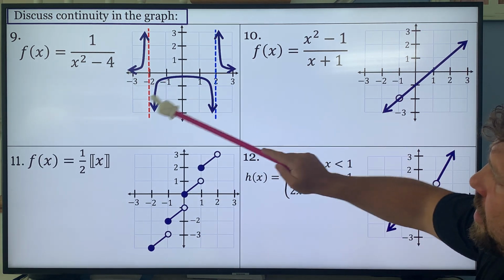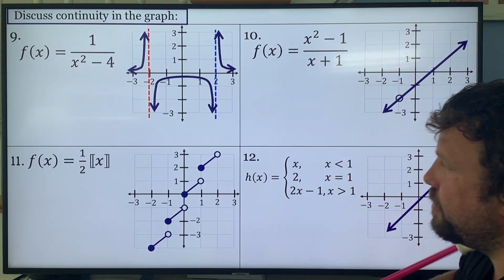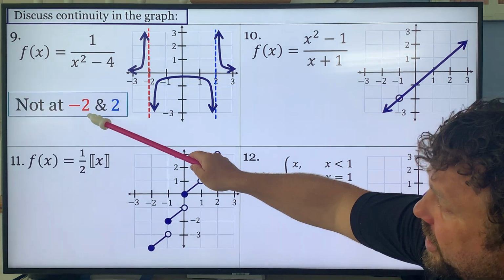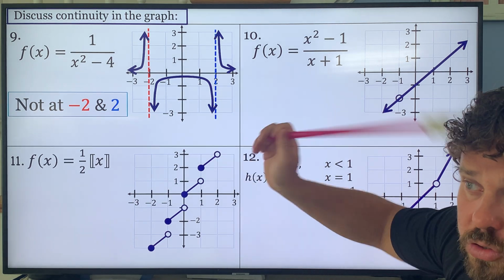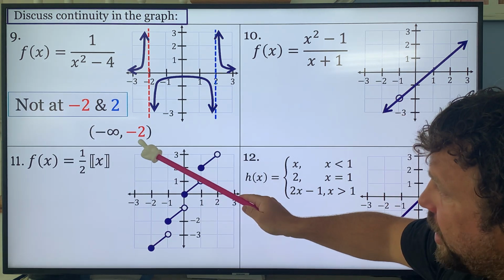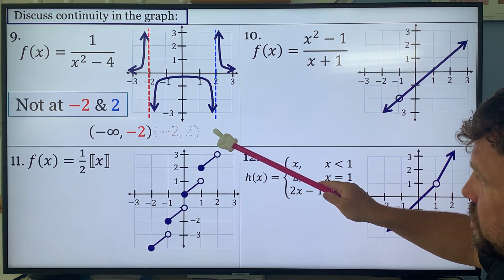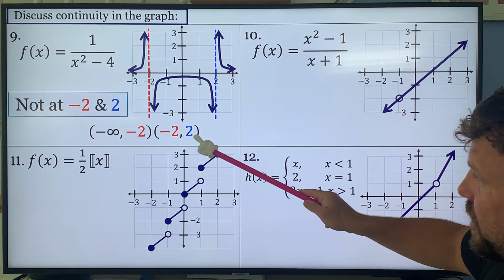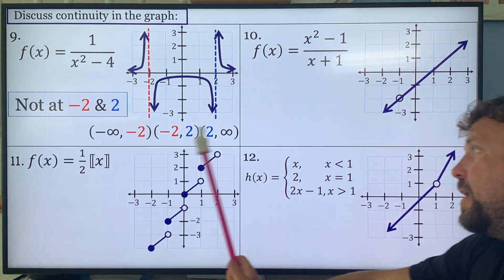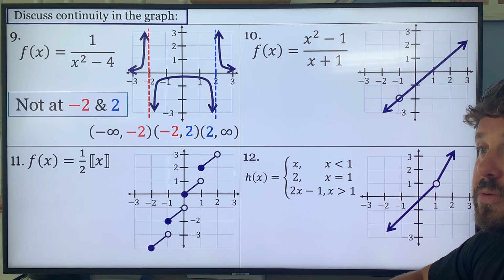First of all, we know there is an asymptote at negative 2. We know there's an asymptote at 2. Why? Because we could see the behavior going to negative infinity and infinity. So we're going to use that information to help us find out where it's continuous. It's not continuous at negative 2 and 2. So where is it continuous? From negative infinity to negative 2, parentheses meaning not including, and then from negative 2 to 2, and then from 2 to infinity. This pretty much means every number, but not negative 2 and not 2. If it was brackets, it would be included, but there's no brackets, so it's not included.